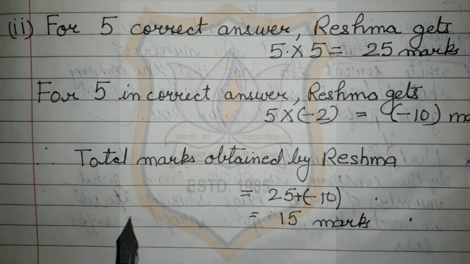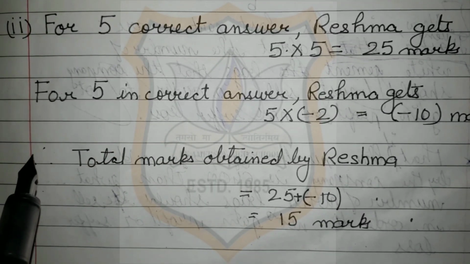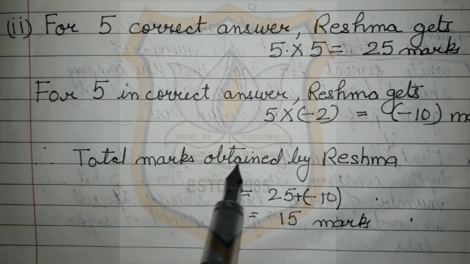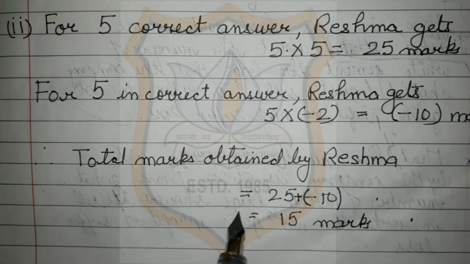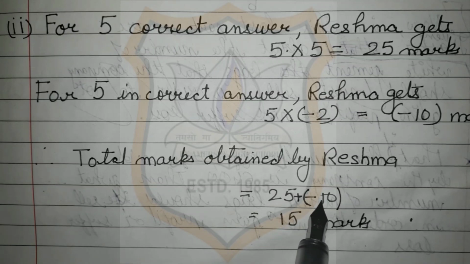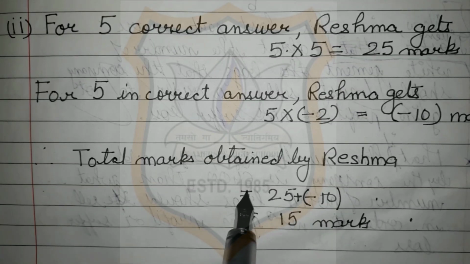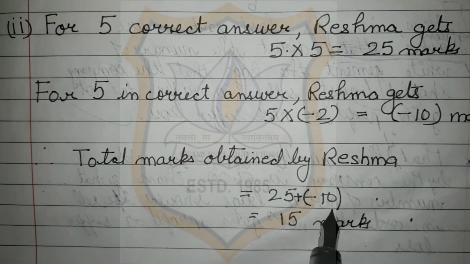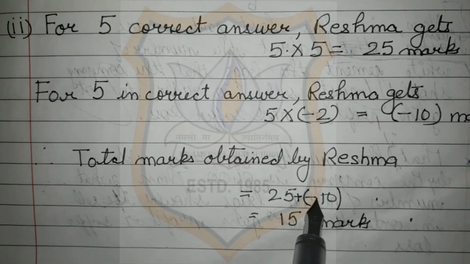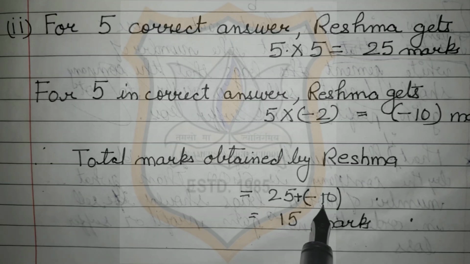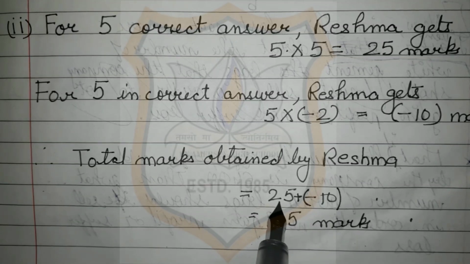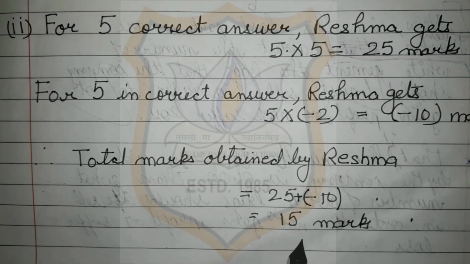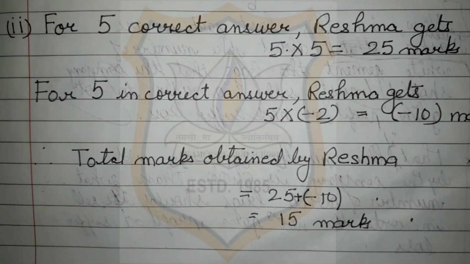Now, we have to calculate Reshma's total marks. Therefore, total marks obtained by Reshma is equal to 25 plus minus 10. These 25 marks are for correct answers and these minus 10 marks are for incorrect answers. So plus into minus is minus. Now you have to subtract this 10 from 25. Answer is 15. So we can say that Reshma gets 15 marks in her test.